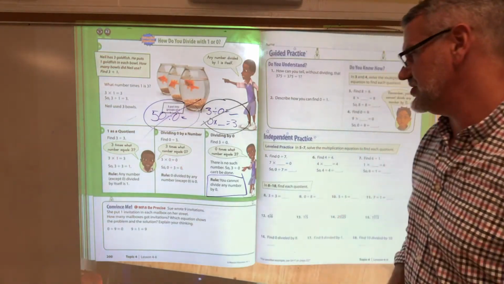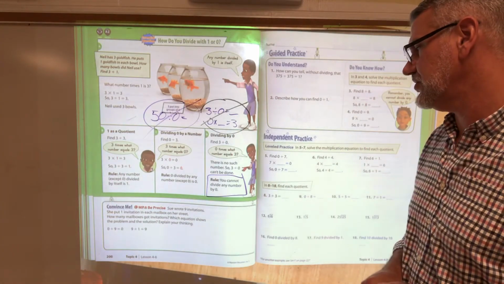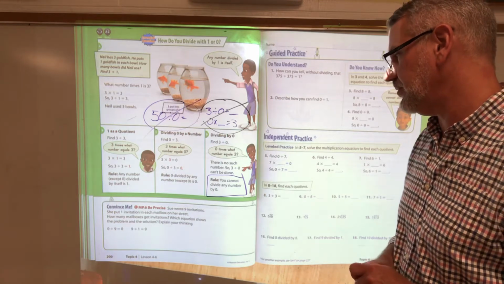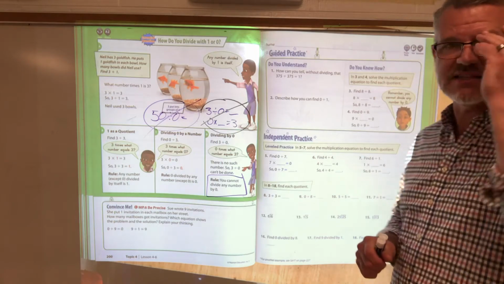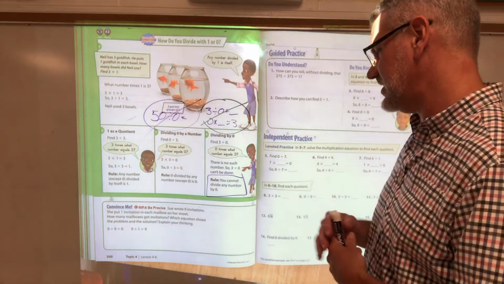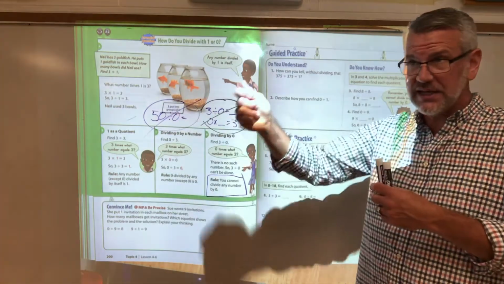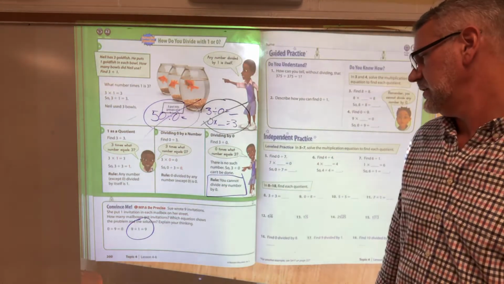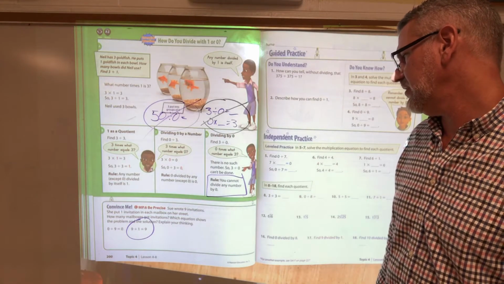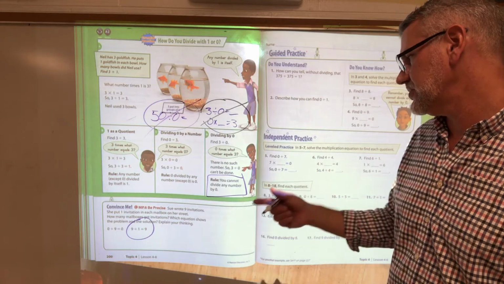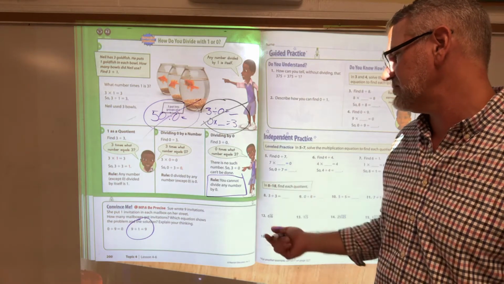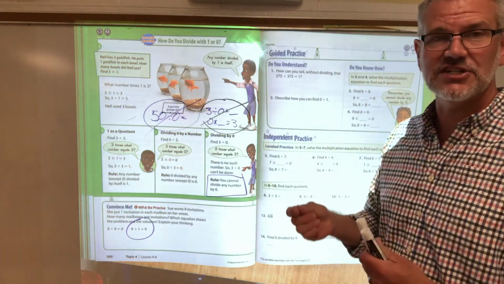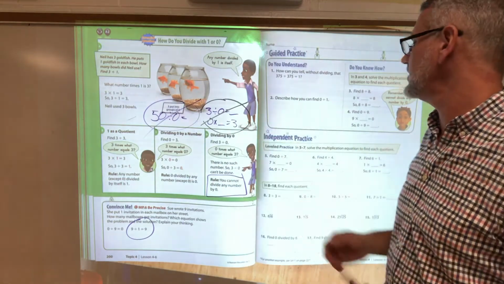Let's go down here to the convince me. Sue wrote 9 invitations. She put 1 invitation in each mailbox on her street. How many mailboxes got invitations? Which equation shows the problem and the solution? Explain your thinking. That's a lot of stuff. Okay, so she had 9 invitations, and she put them 1 in each mailbox. So that's going to be 9 divided by 1. It's right there. How many mailboxes? 9. Explain your thinking. We did it by saying she had 9 invitations. She put 1 in each box, and that was 9 boxes.